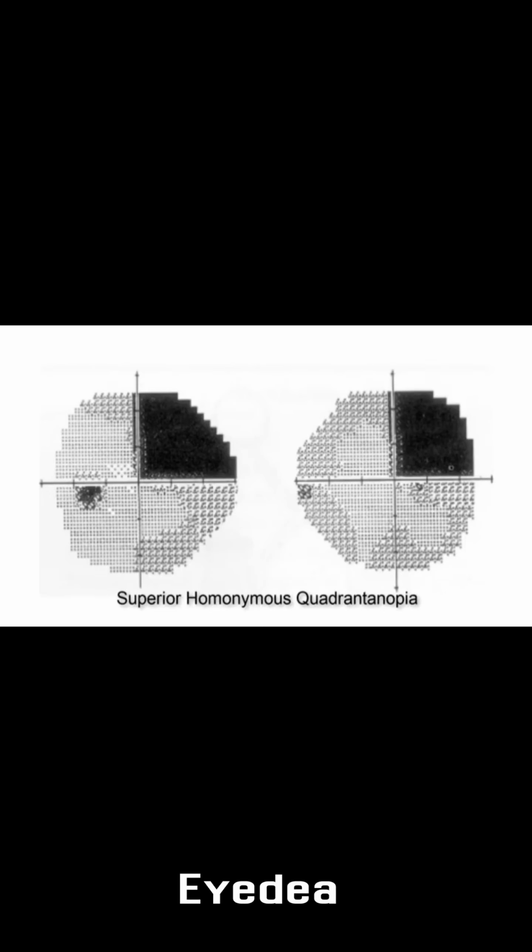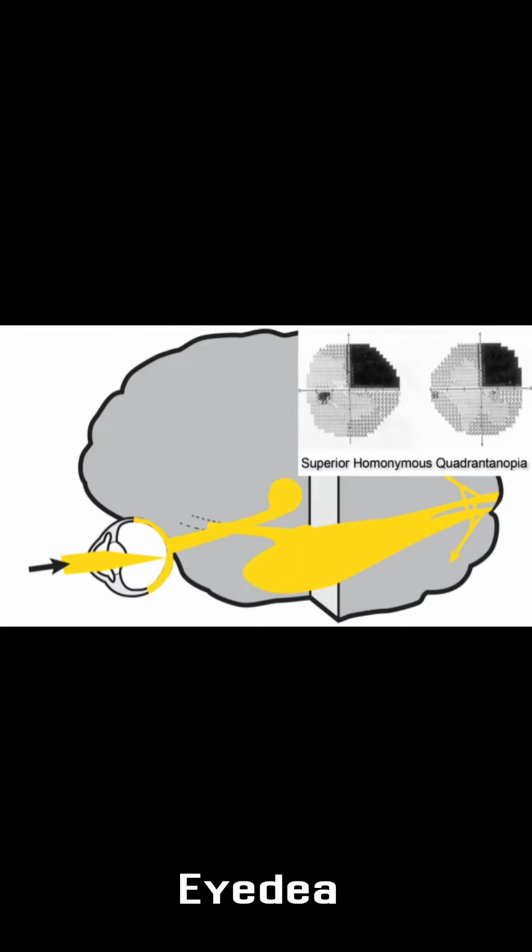Number 4. This is a superior homonymous quadrantinopia. It is defined by the fact that the defect borders are aligned to the vertical and horizontal meridians in the superior visual field. This pattern localizes the lesion to the inferior visual cortex. The most common cause of these defects is stroke.